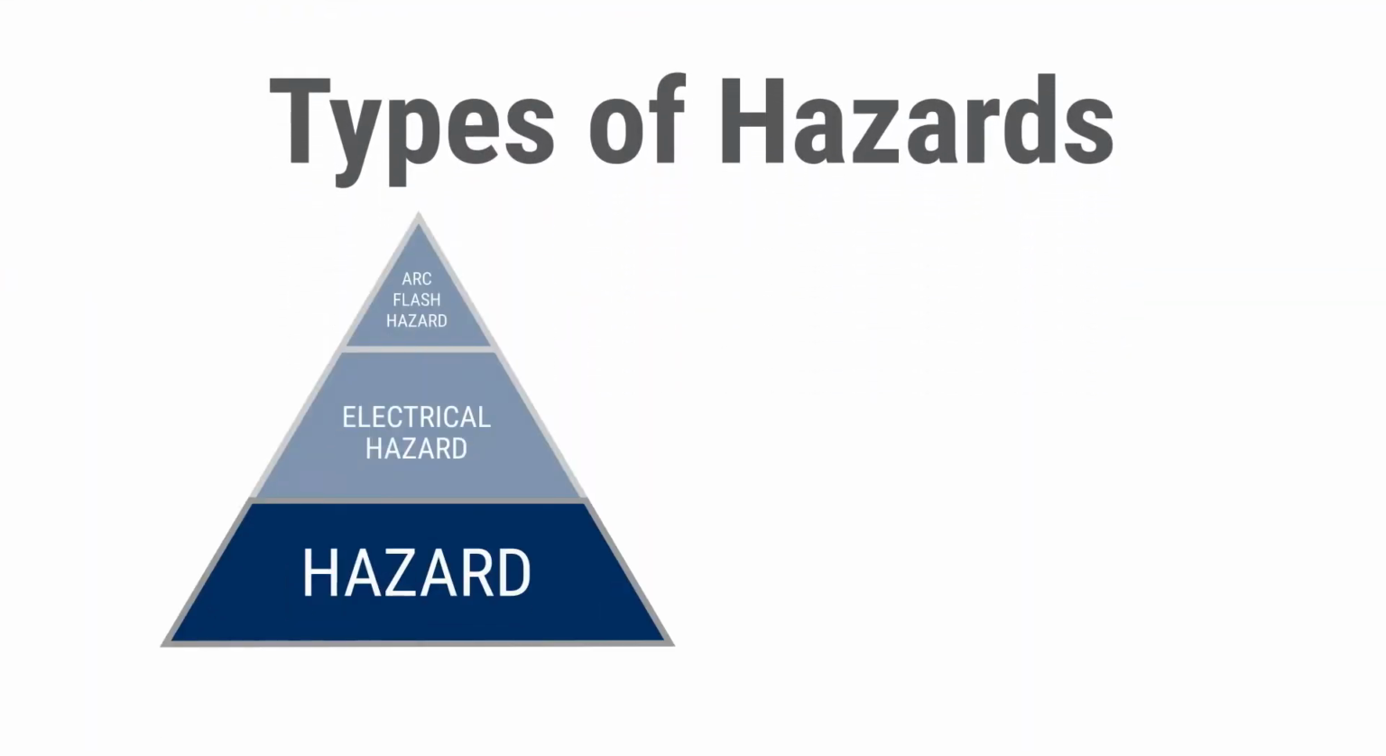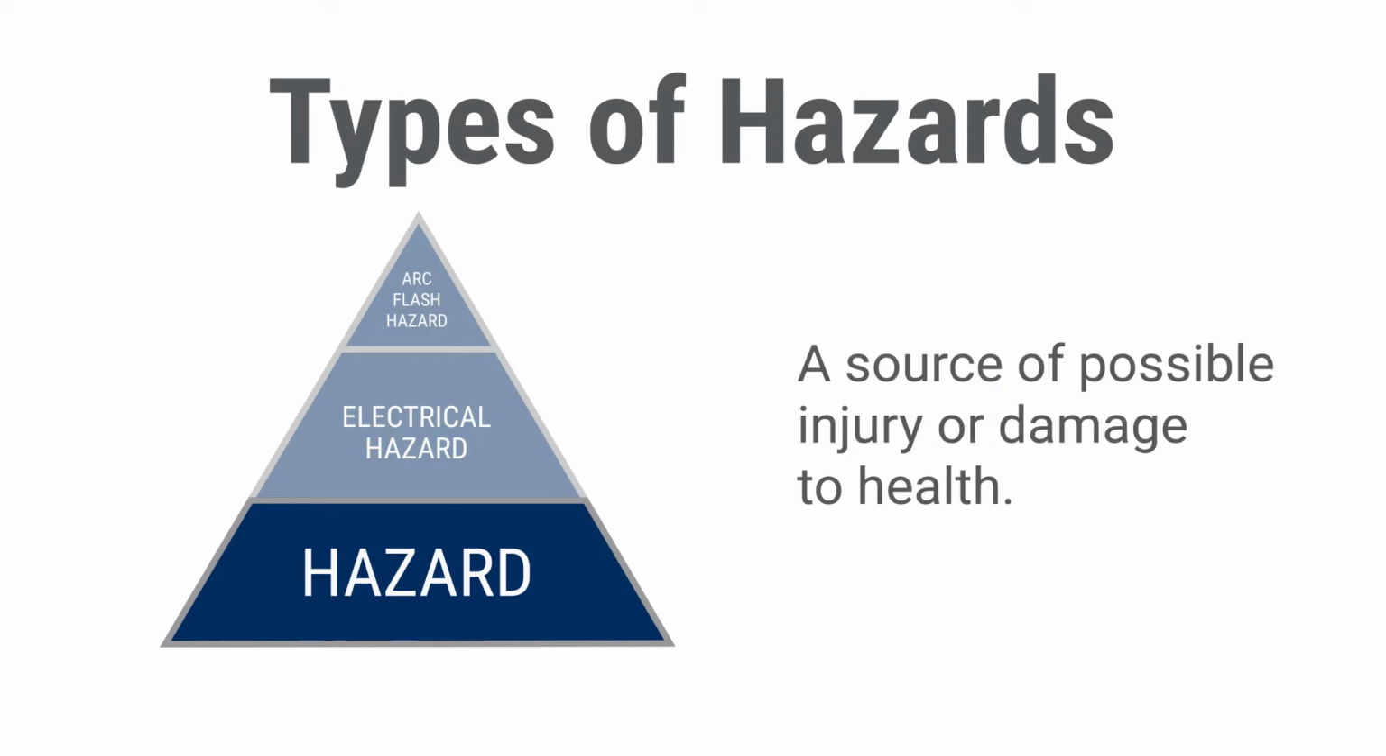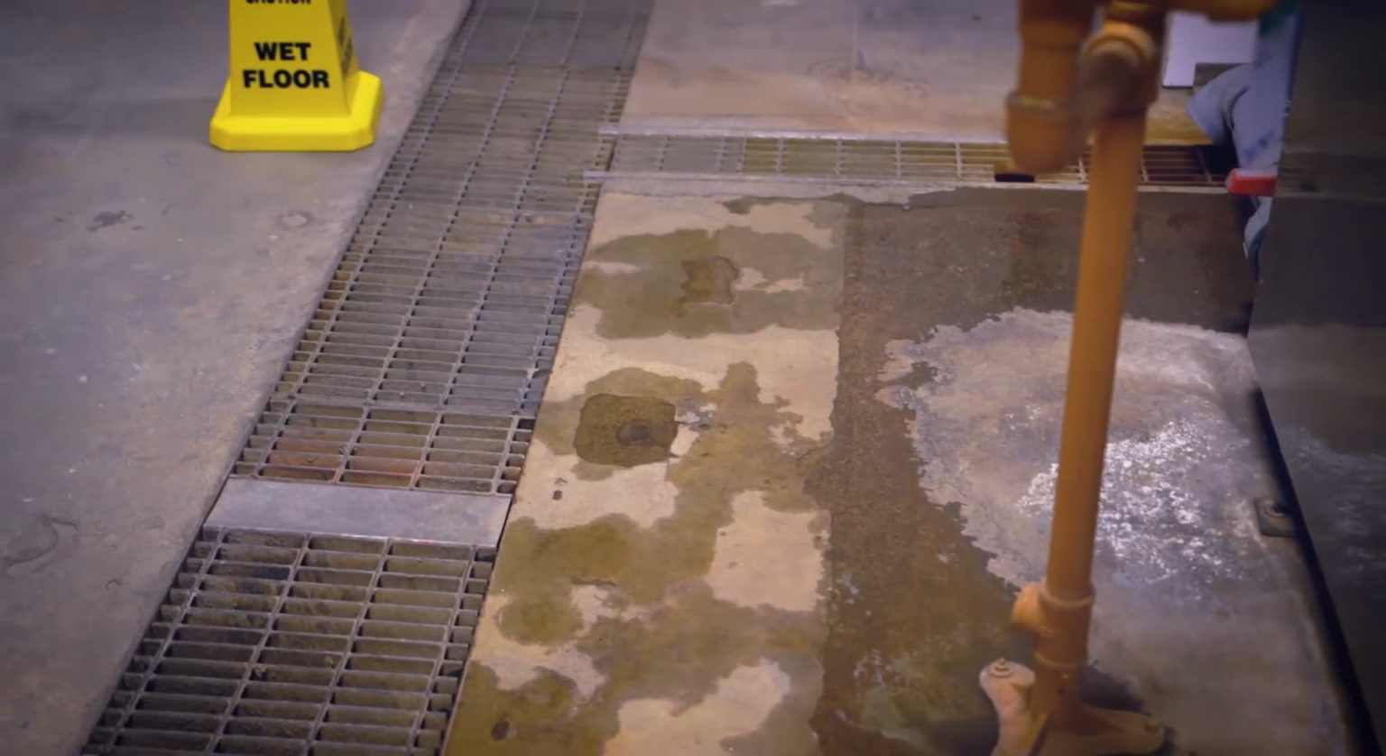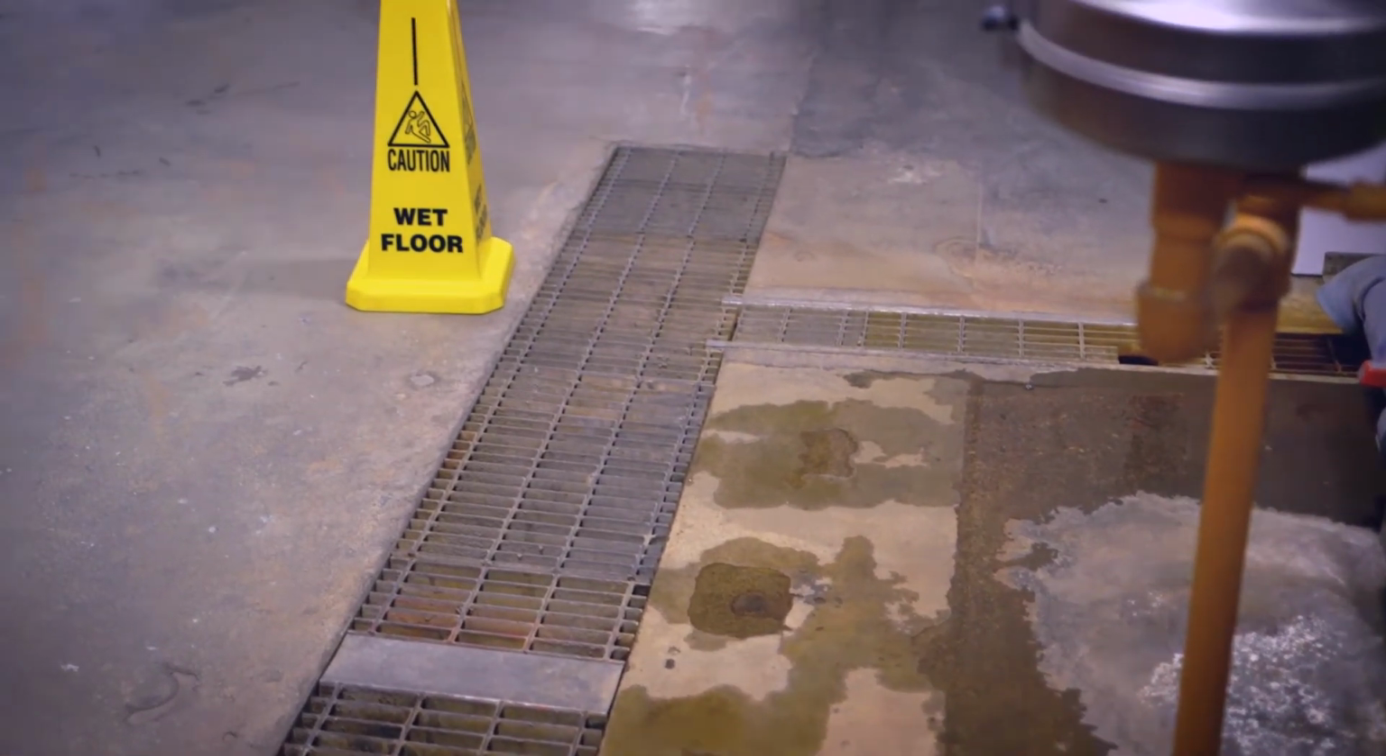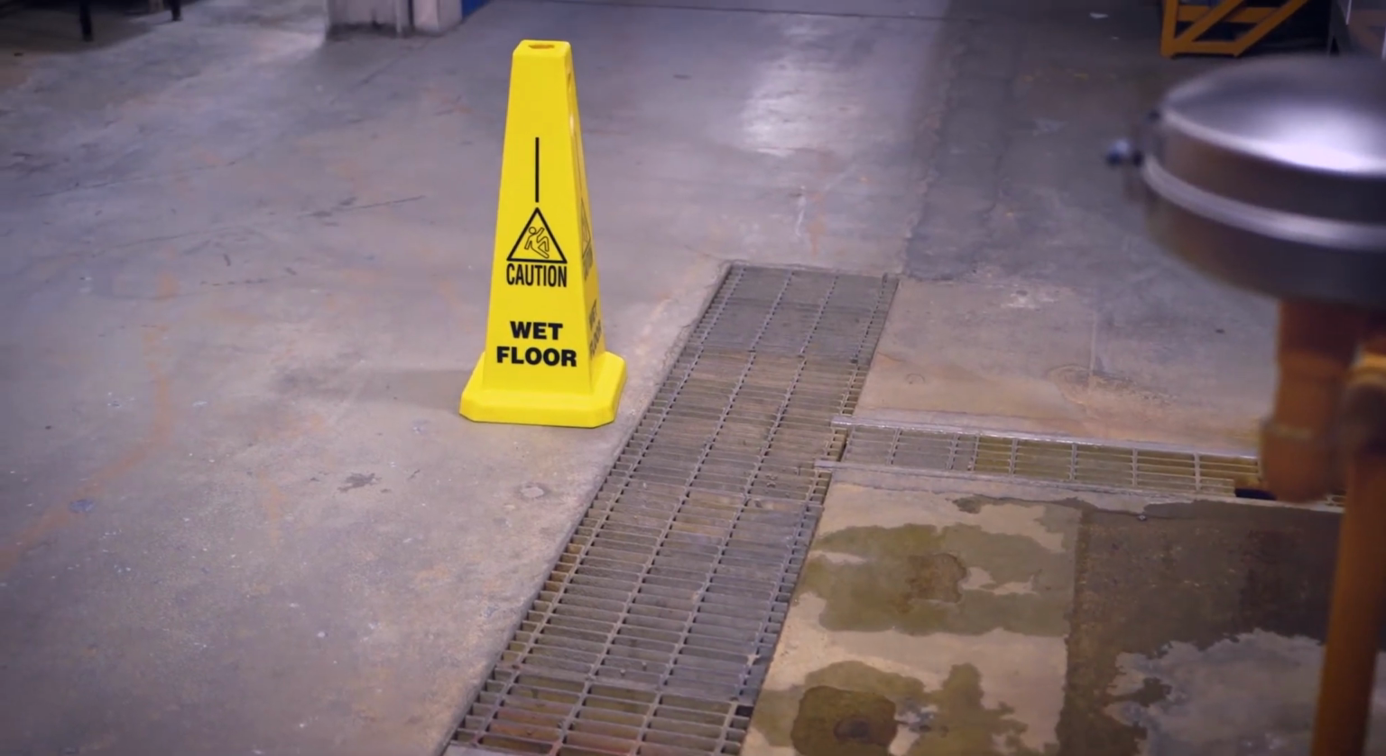death. To understand what an arc flash hazard is, let's first focus on hazards in general. In the NFPA 70E Handbook for Electrical Safety in the Workplace, a hazard is defined as a source of potential injury or damage to health. A simple example of this is a wet floor after it's been cleaned. If a worker is not aware that it's just been cleaned, he could slip and hurt himself.